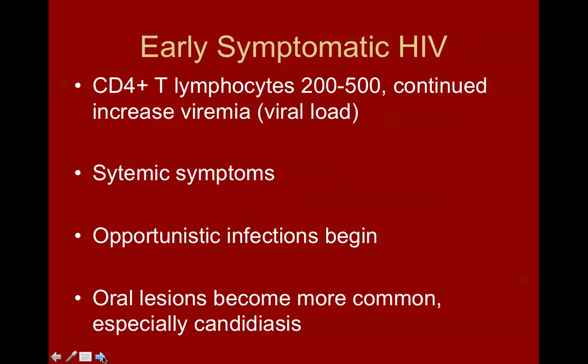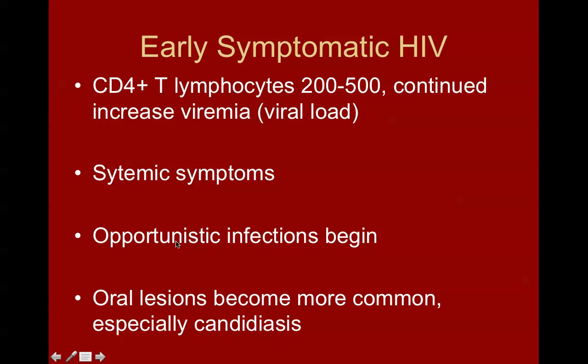Your early symptomatic HIV is here, and we've talked about this already a little bit, but again, your CD4 positive or CD4 plus T lymphocytes between 200 and 500 and continued increased viremia. So basically this is saying your CD4s are starting to drop, but they're not to that 200 level yet. They're between 200 and 500, and as these drop, the viral load increases. And you start to see again some more systemic symptoms.